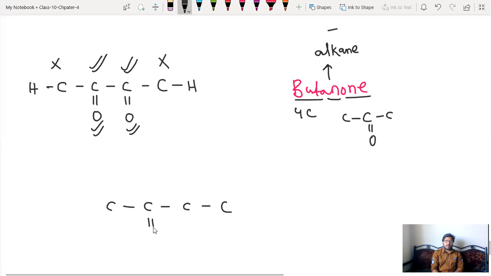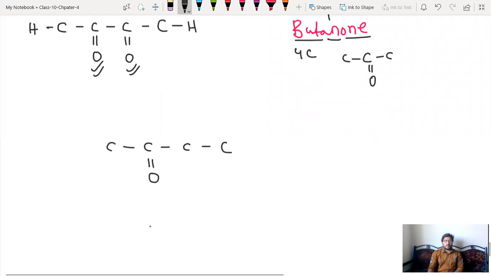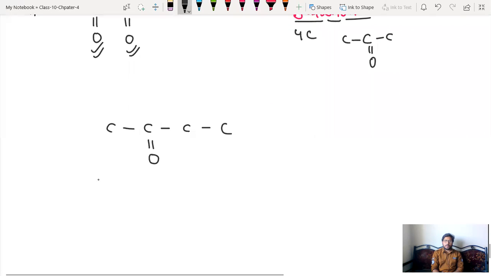So you can draw double bond O here. Now it should satisfy 4 valencies. For the first carbon, 1 already there, 2, 3, 4. For the second carbon, 1, 2, 3, 4 satisfied. For the third carbon, 1, 2 already there, 3, 4. For the fourth carbon, 1 already there, 2, 3, 4. Now represent hydrogens wherever you see single bonds.